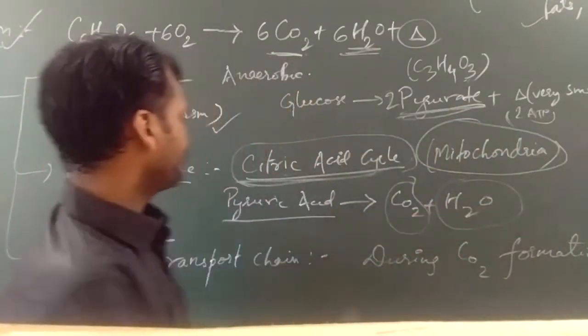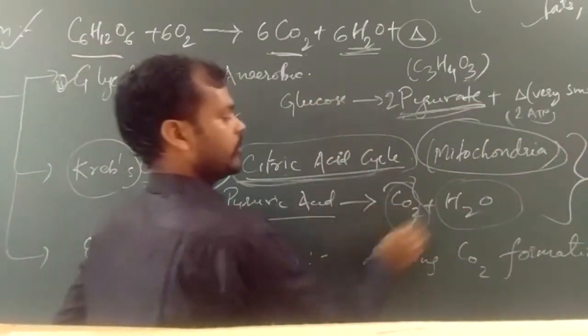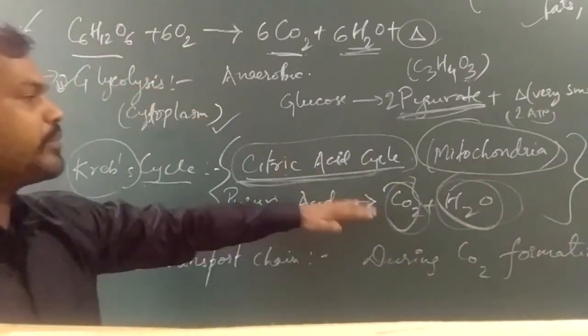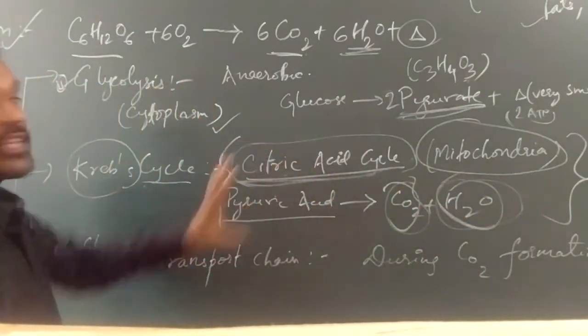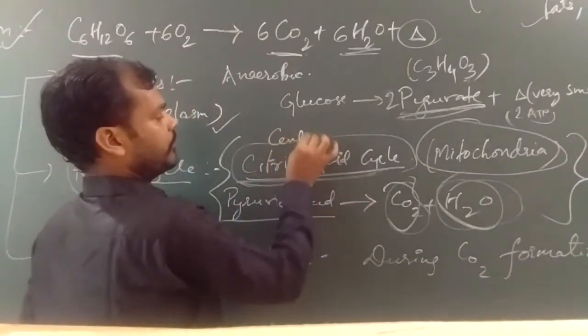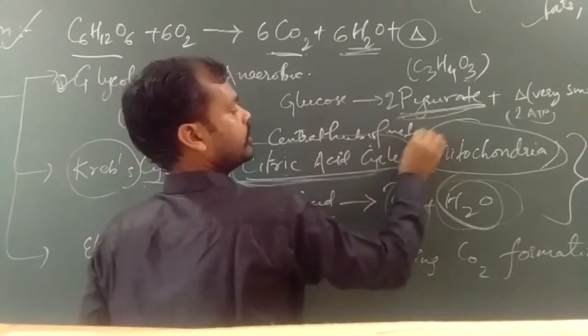This is the main phase, where you can see that we get CO2 and H2O. This is the main phase of the respiration process, and it is also known as the central hub of metabolism.